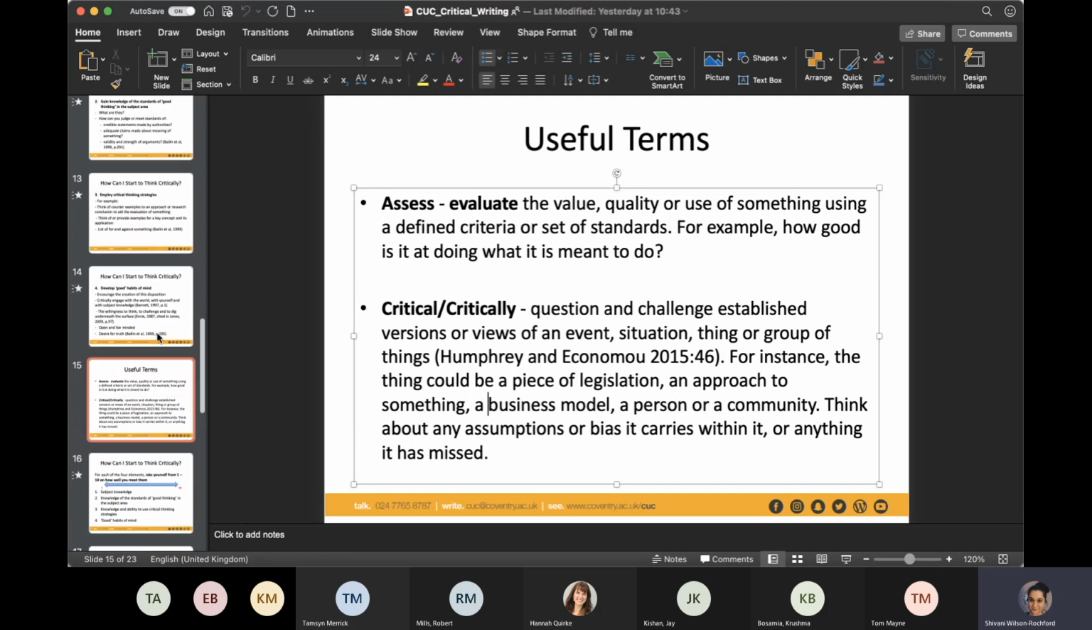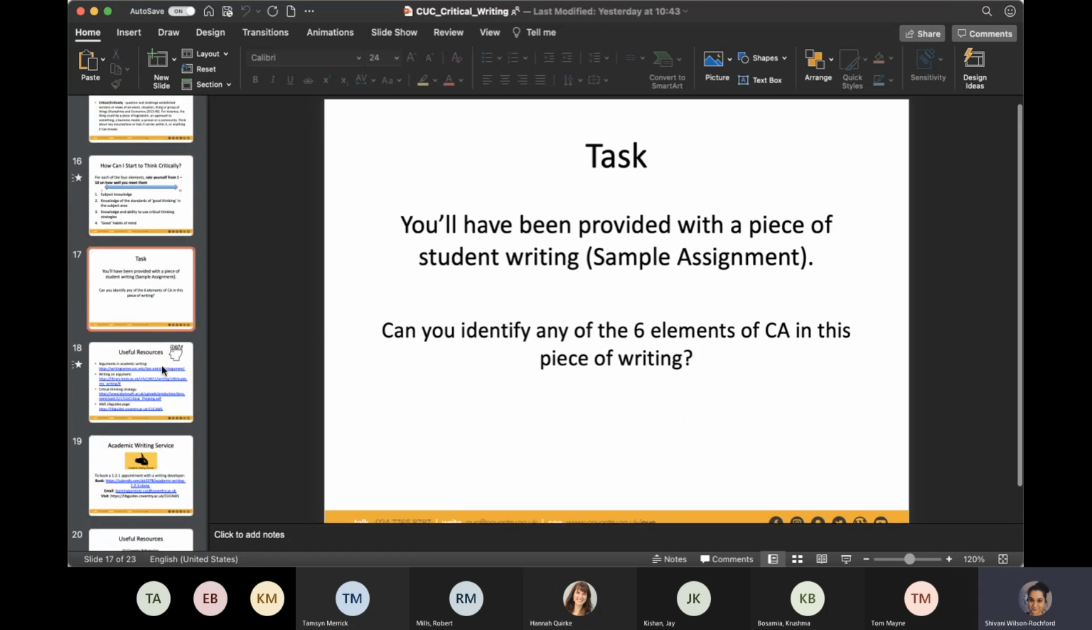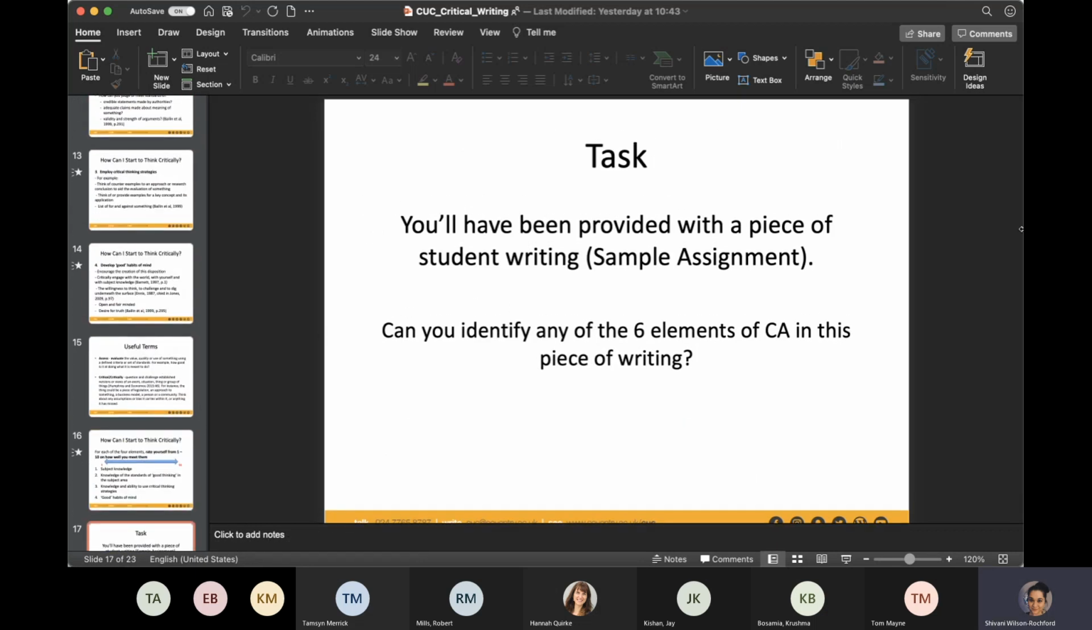So keeping all of that in mind, I'm going to give you a piece of student writing to read. Now, I won't be able to share it because it won't let me. Let me just see.